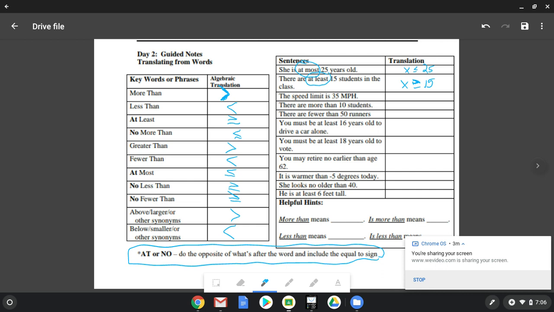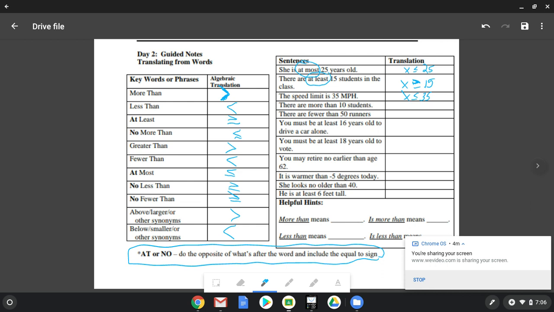The speed limit. Ooh, this is a good one. So this one doesn't have any of those keywords, but if we think about what a limit means, it means we're not supposed to go over it. So we can say less than for the speed limit, and then 35. I would also accept less than or equal to, because some people will say you can go the speed limit, you're just not supposed to go over it. So either one we would give you credit for.